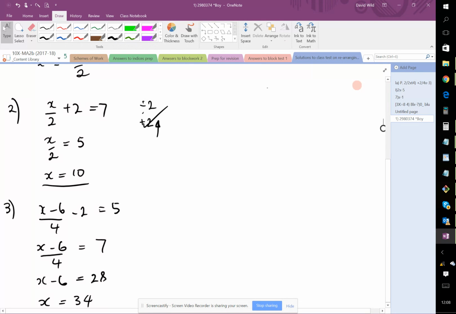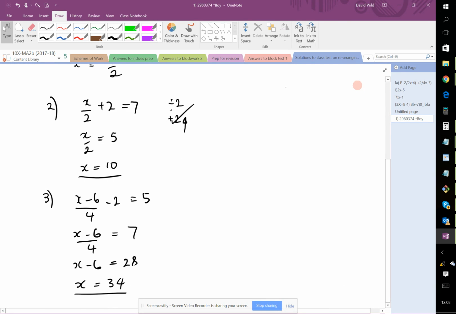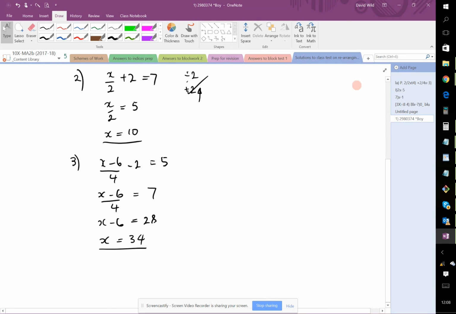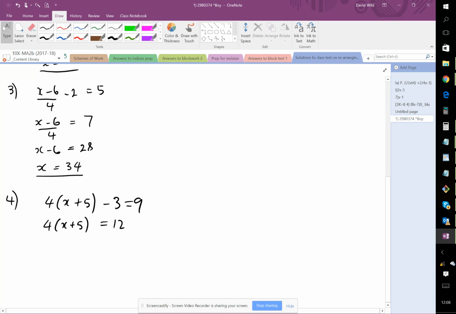Okay, so question 4 now. Here we have 4 times (x plus 5) in brackets minus 3 equals 9. So we're going to add 3 to both sides. Now we could multiply out the brackets here, but it's just as easy to divide both sides by 4. 12 divided by 4 is 3. And subtract 5 from both sides, so x is minus 2.